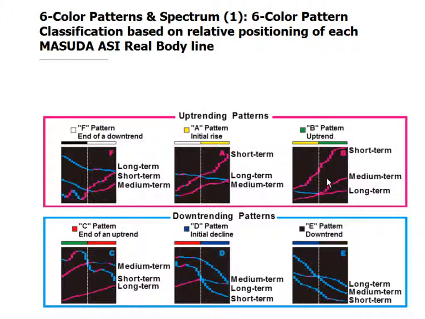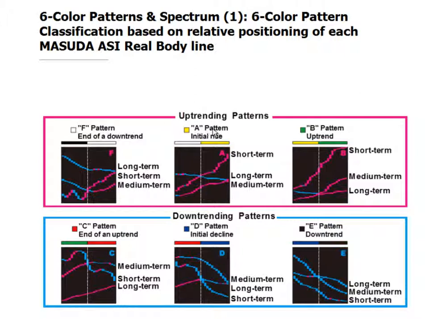Please take a look at when you have some time and familiarize yourself with all of these 6 colors, the letters assigned to them, and the relative positioning of the short, medium, and long-term Masuda Ashi lines. At the very least, please remember that B is the strongest, where we have the short term above the medium term above the long term, and also please remember the E pattern is the worst, where we have the short term below the medium term below the long term. If you remember these two, then you can basically work out what the rest are.